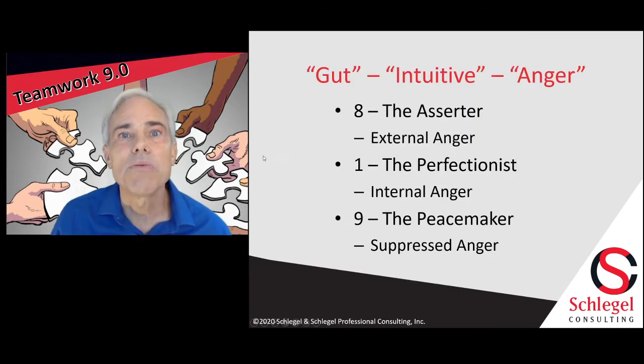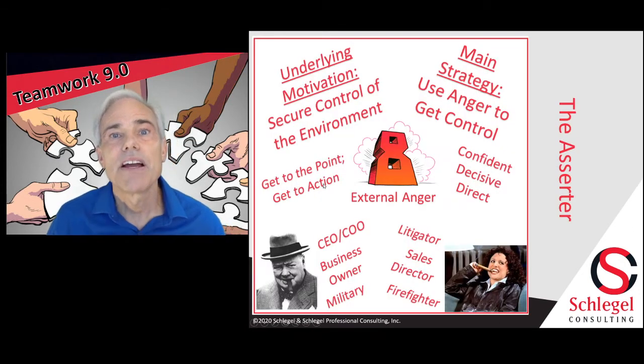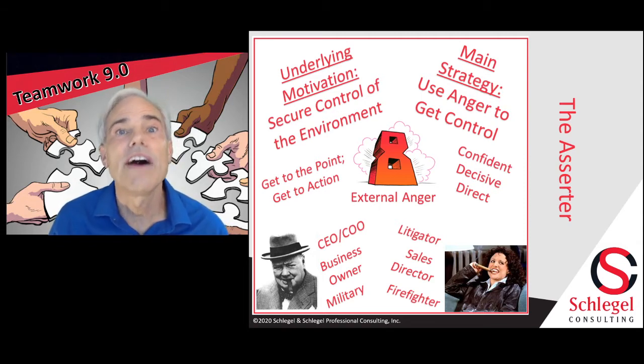All right, let's start with the gut center. And here you have the external, internal, and suppressed. So we'll start with the external anger type 8. Now the type 8, what they're trying to do is to secure control of their environment. And their go-to tool for doing that is anger. So the 8s are using anger to maintain control of their environment.